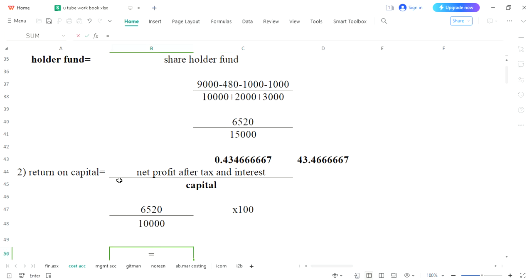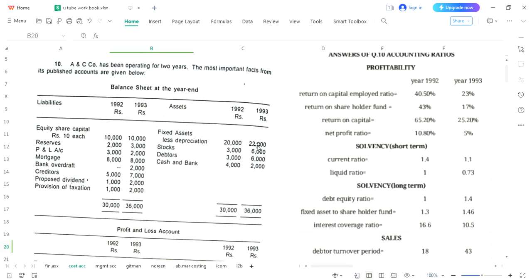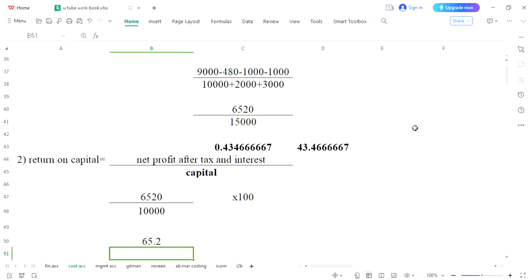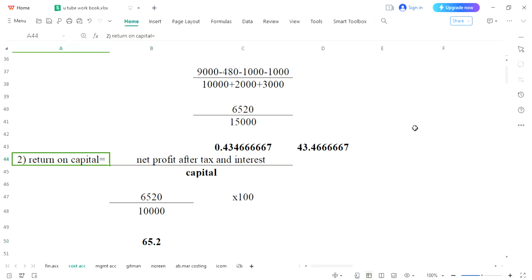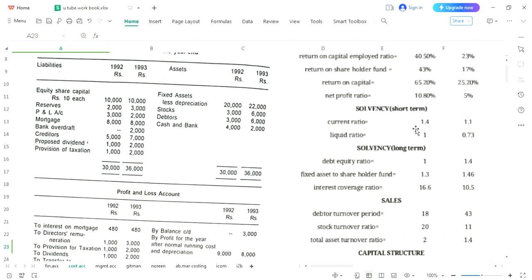Amounts have been posted in the formula: net profit after tax and interest divided by capital, and then multiplied by 100. So we have got 65.2, and return on capital of 65.2% is given. In this way our second ratio is also sorted out. Now let's see what number 3 is going to be.